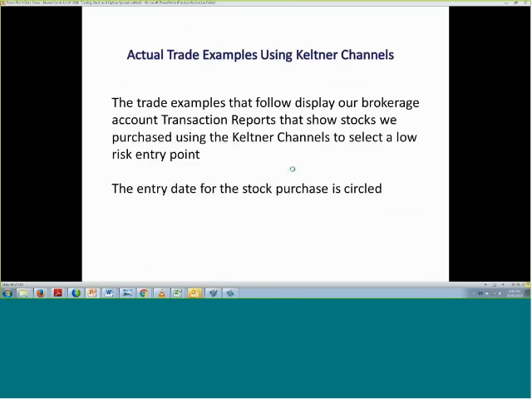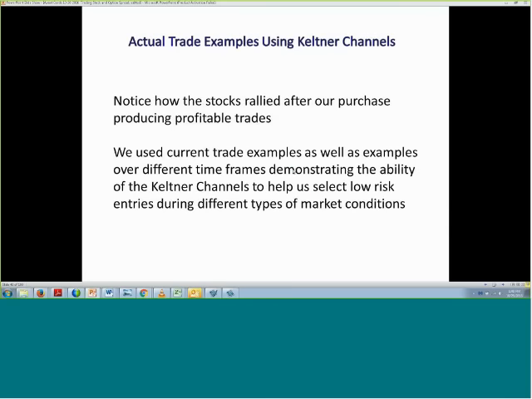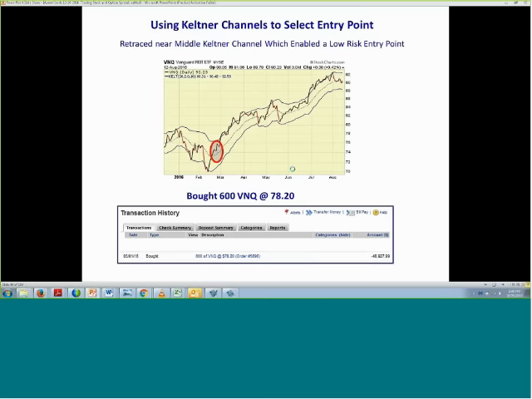So we're going to look at a few trade examples, and we're going to show our actual brokerage transaction reports, and we'll circle the day on the chart that we bought the stock, and you can see that the Keltner channels allowed us to select low-risk entry points for our stock directional trades. The thing to notice with these price charts is how the stocks rallied after we purchased them. By using the Keltner channels, we were able to get a low-risk entry because the stocks didn't retrace much from our entry point. So here's one for the Vanguard Real Estate Investment Trust.